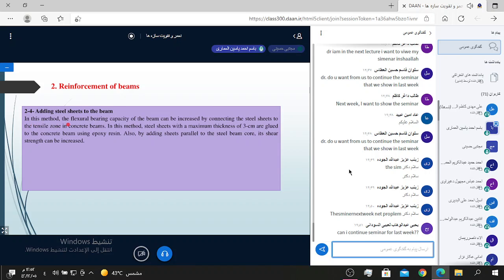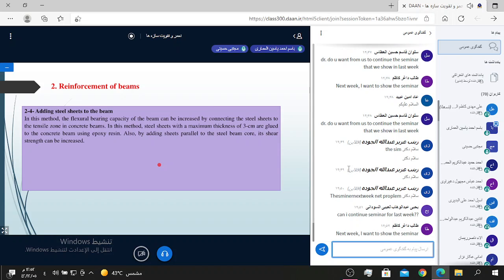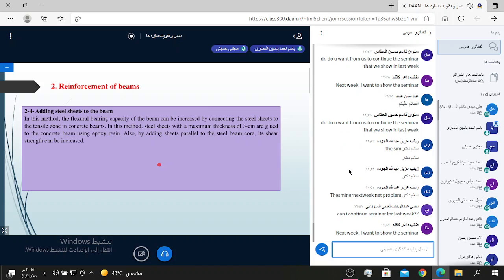In this method, the flexural bearing capacity of the beam can be increased by connecting steel sheets to the tensile zone of the concrete beam. Steel sheets with a maximum thickness of 3 centimeters are glued to the concrete. By adding to the steel beam core, shear strength can be increased.